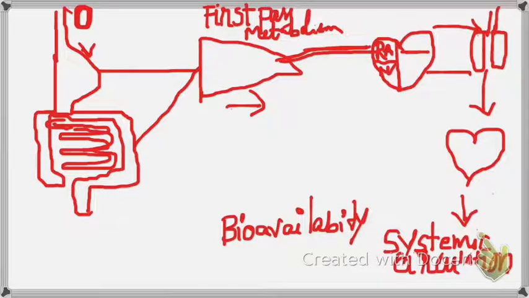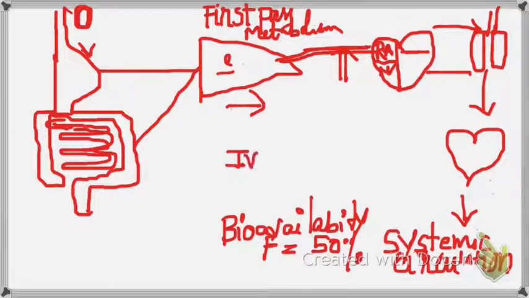In case of oral drugs, bioavailability, which is represented by F, is 50% because half the amount of drug is metabolized in the liver. But if you administer a drug through the IV route, so if you are injecting into the vein, it bypasses this step. It bypasses first pass metabolism. So 100% of the drug enters into the systemic circulation. So for the IV route, the bioavailability is 100%.